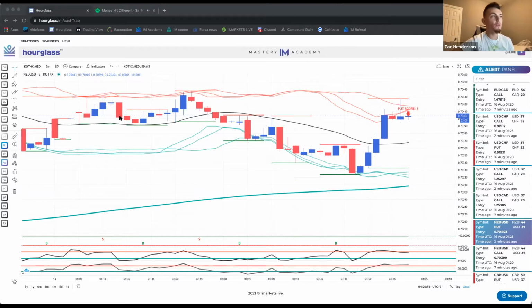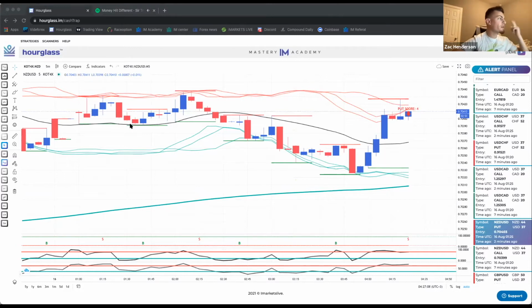The first thing we're looking for, guys, is a red arrow. Okay. Do we have a red arrow? Yes, we currently have a red arrow on NZD USD. What does that mean? We have 1 point trade.